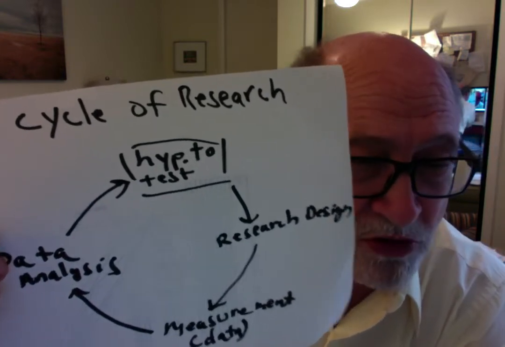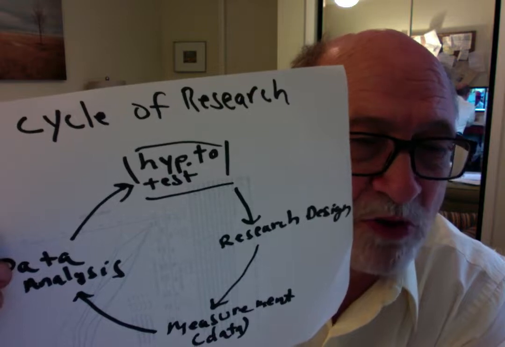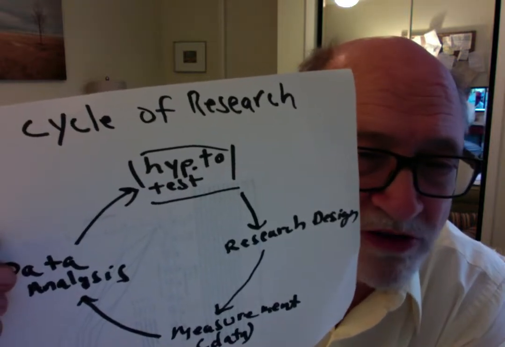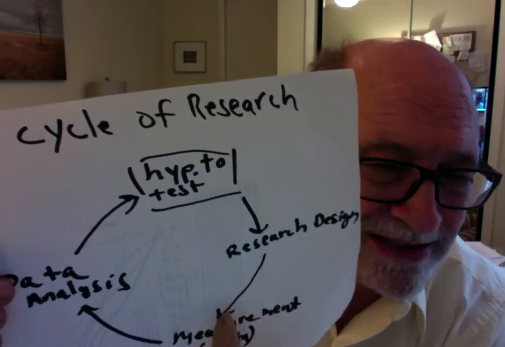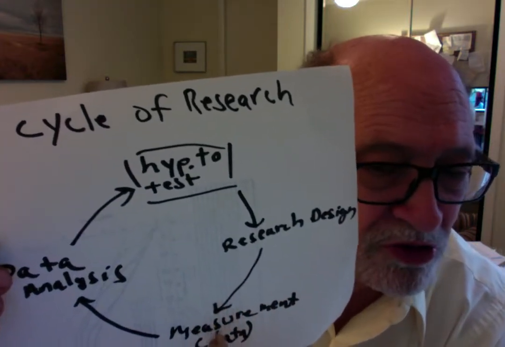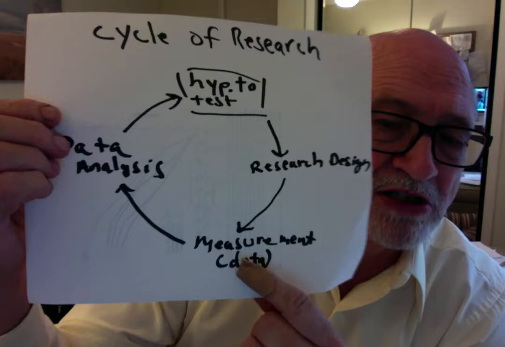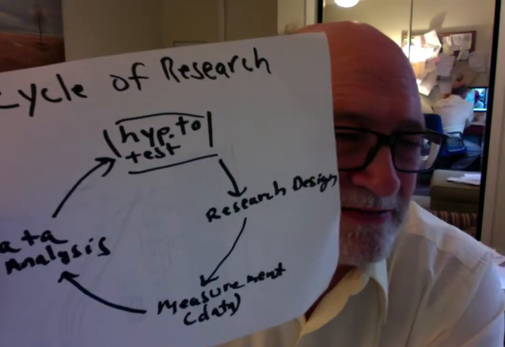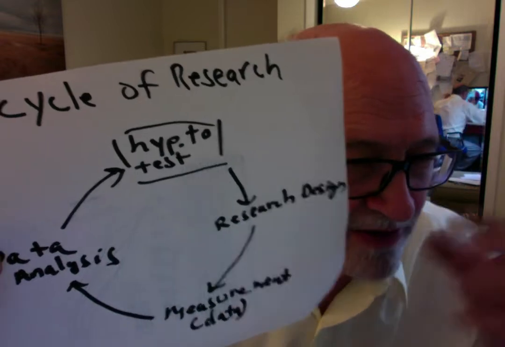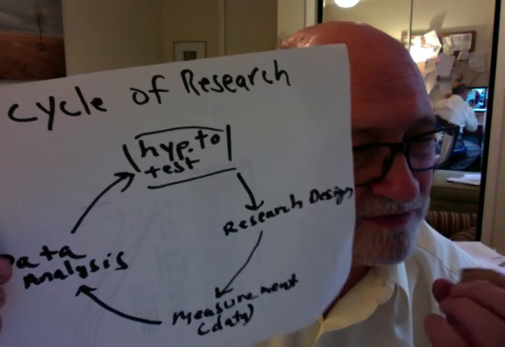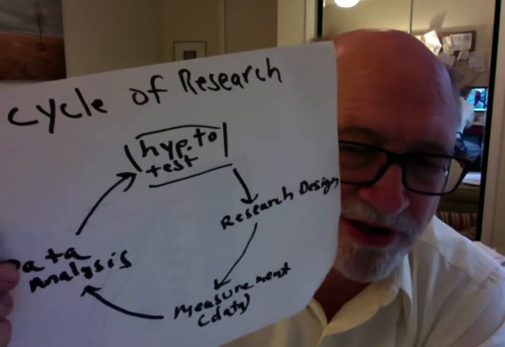Then our research design will lay out what observations we're going to make of the world, and that's what we do when we do measurement. We make observations of the world, and what we produce out of measurement is data. Data being the plural, datum is singular. So we make these observations and we produce these variables of data that we see in the world.